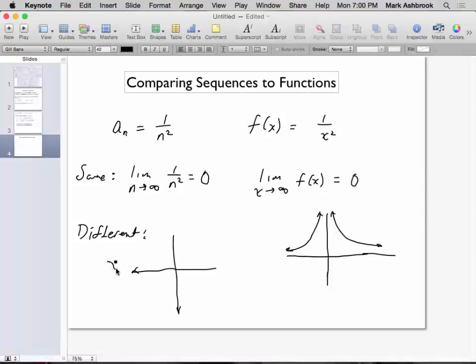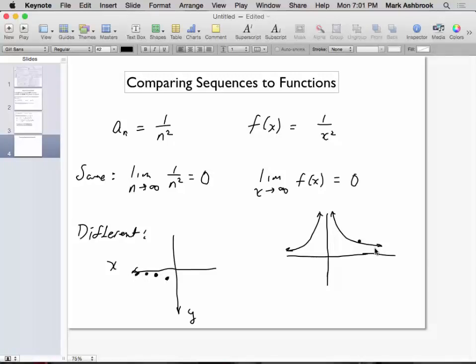Make the x go this way. Okay? So, first one is (1, 1). And then the next one would be (2, 1/4). And then the next one would be (3, 1/9). So it would just be a bunch of points. But the limit of those points, or where they're going, is the same.